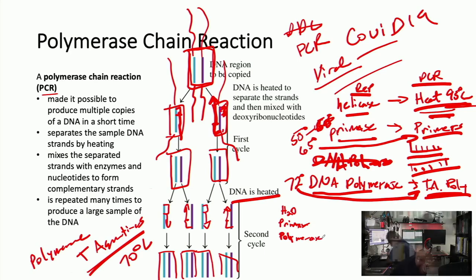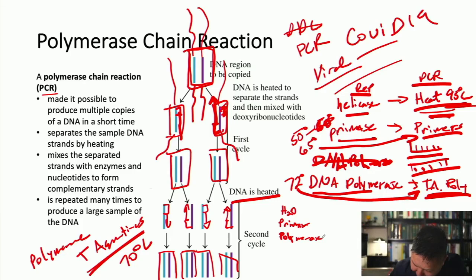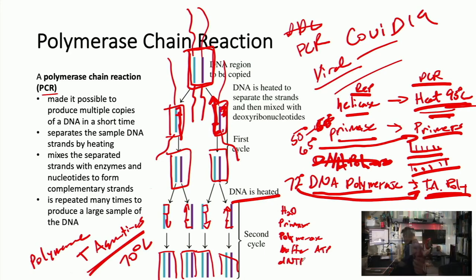Then we have some buffer. The reason why we have buffer in there is because the buffer contains some ATP in it. Then we have dNTPs. And what are dNTPs? If you recall from the previous lecture, dNTPs are the free nucleotides that are not bound to anything yet. So the polymerase pulls those out of the solution and then polymerizes them into the DNA strand.